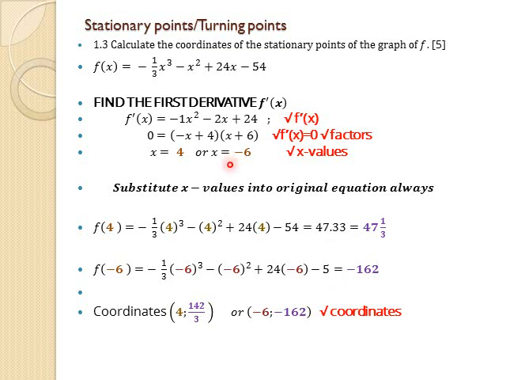So hope you follow the procedure. Whenever we want stationary points, it is very important you know this, because I'm going to do it under application of calculus 2. Right, when you say stationary points, we find the first derivative, make it equal to 0, factorize and solve. Then put the x values back in the original equation to find the y values of my turning point.